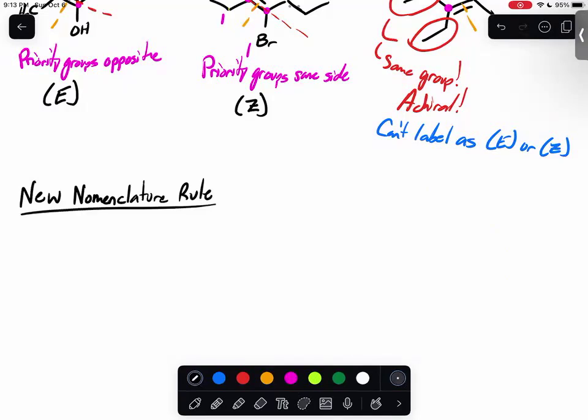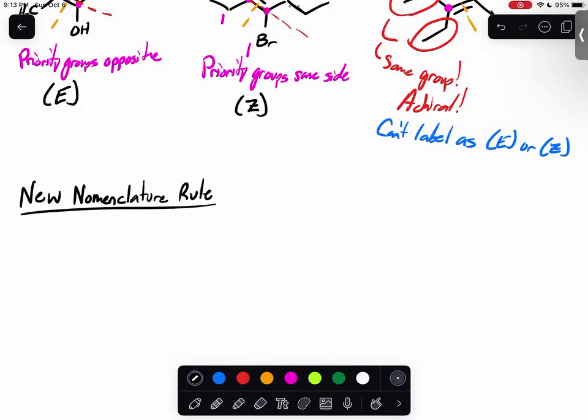Just like with R and S, that absolute configuration, we now have to include E and Z in our nomenclature. So I'm sure you're starting to recognize that the more things that we add onto nomenclature, the more difficult it's going to get. So hopefully you were able to memorize most of that chart going into exam one because it's going to come back with a little more on top of it, because now you'll have to do R and S and now you'll have to do E and Z.